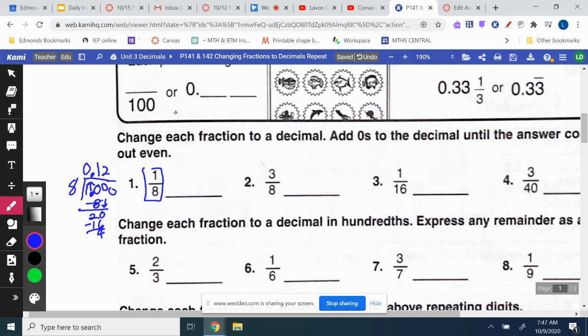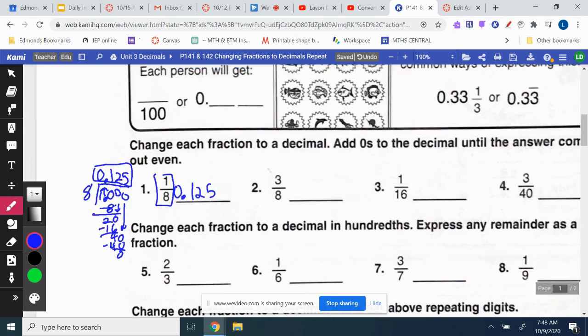Let's add another 0 and see if we can get this number to find its complete decimal. 8 goes into 40 5 times. 5 times 8 is 40. And I have nothing left over. So this is my decimal, 0.125. And we do this by doing long division. Yes, long division is something you probably haven't done for a long, long time. I'm going to ask that you try this without a calculator first and use your multiplication chart, and then you can use a calculator to check.